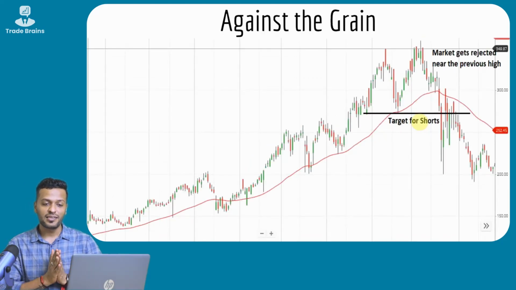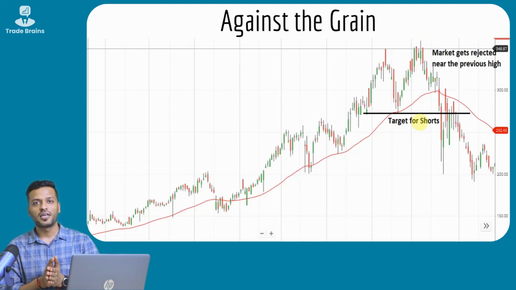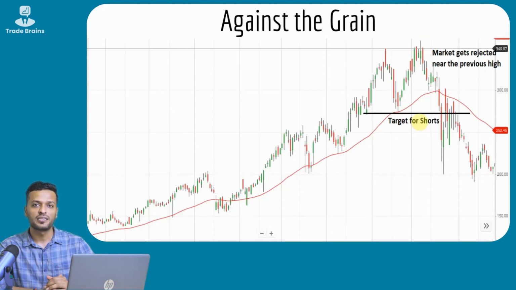Now the third and slightly difficult form of trading strategy, if you're using swing trading, is called against the grain.